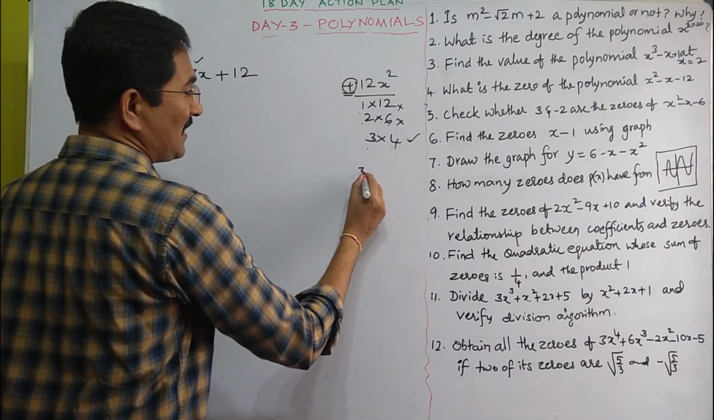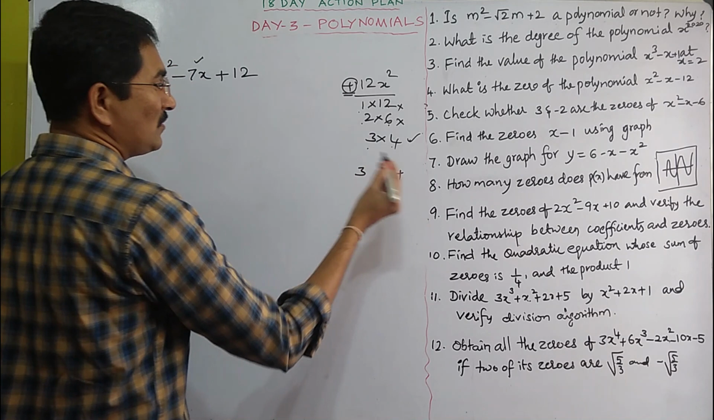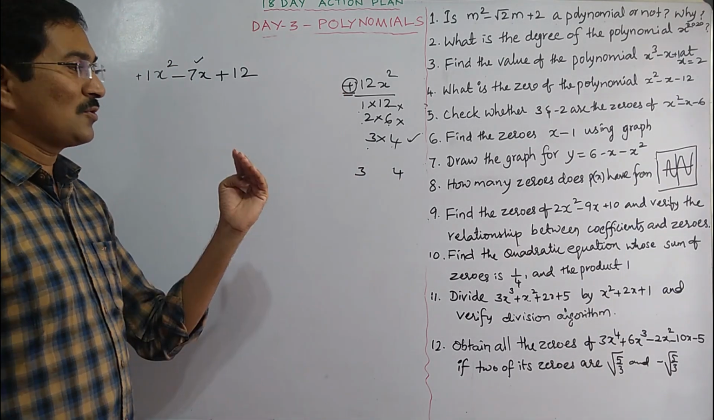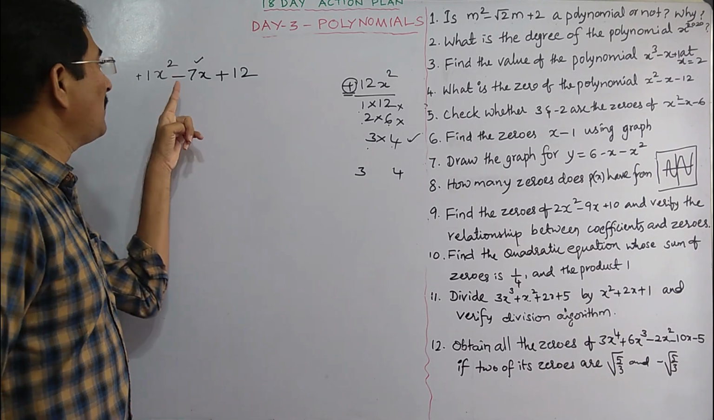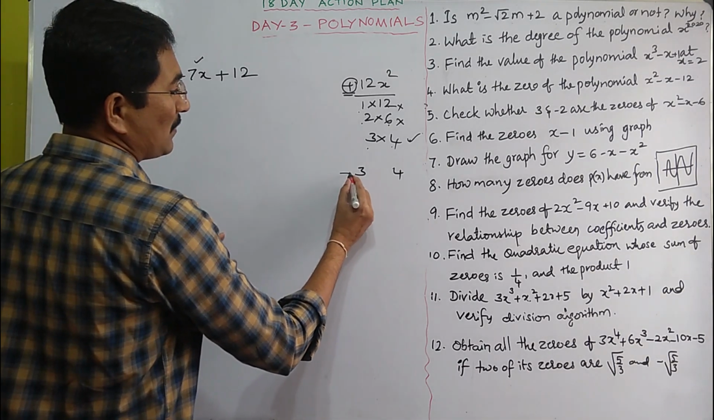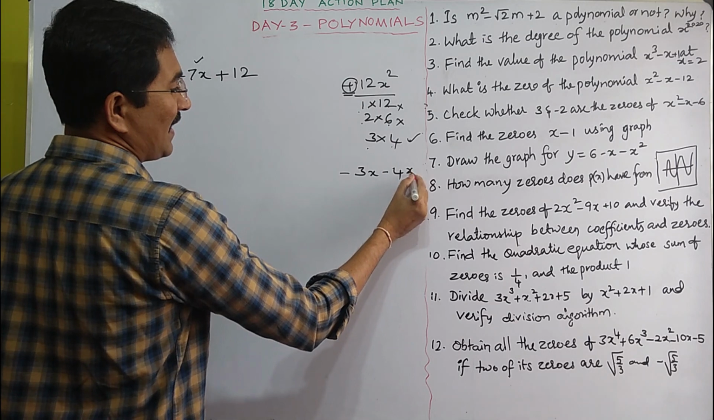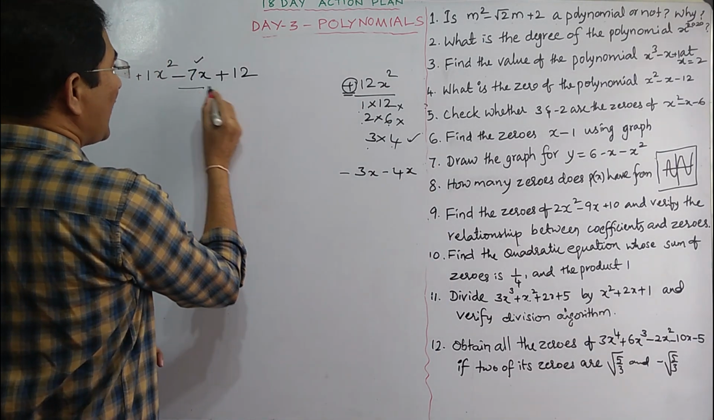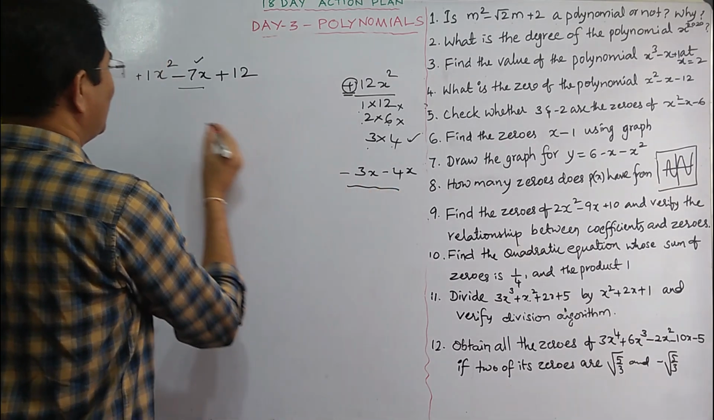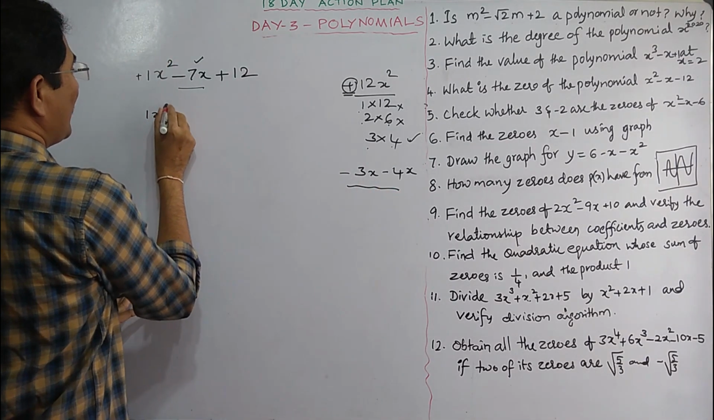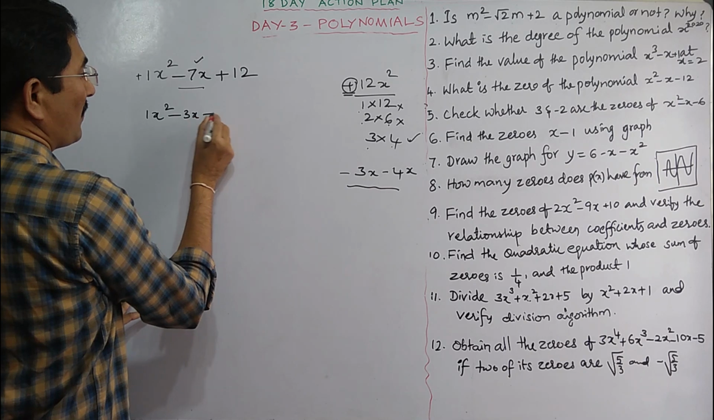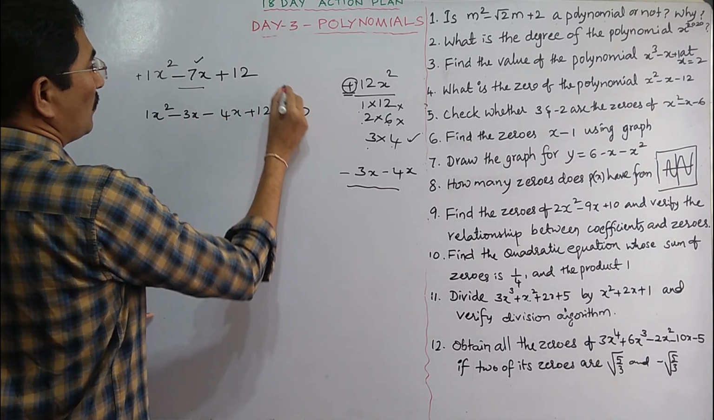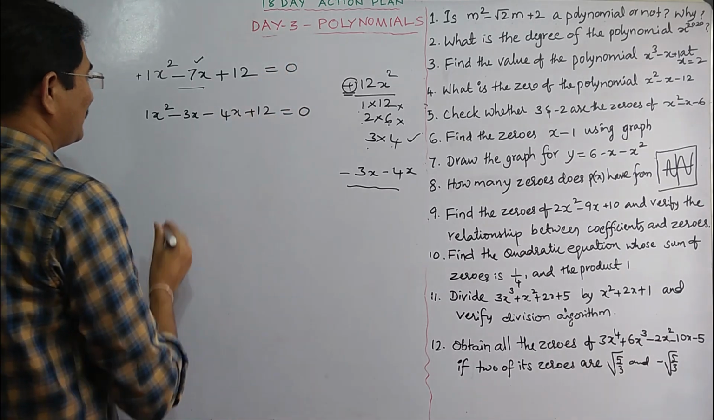Now from this 3 and 4, what should the symbol be? Because this is addition, they both should have the same symbol. So what should be that symbol? The symbol of the middle term, the minus. So both of them should have minus symbol followed by x. Now this middle term has to be split into these two terms. So 1x square minus 3x minus 4x plus 12 is equal to 0, because we are finding the zeros.